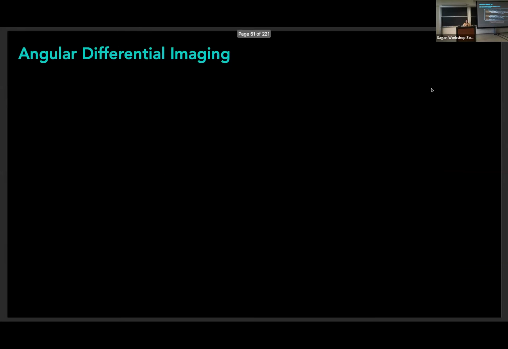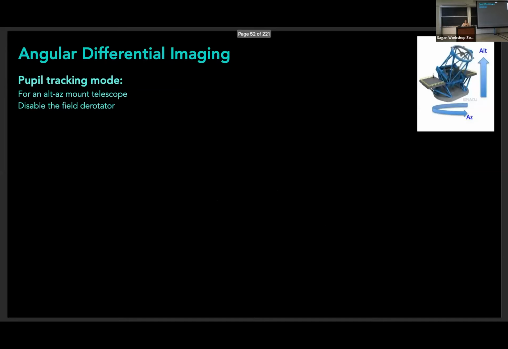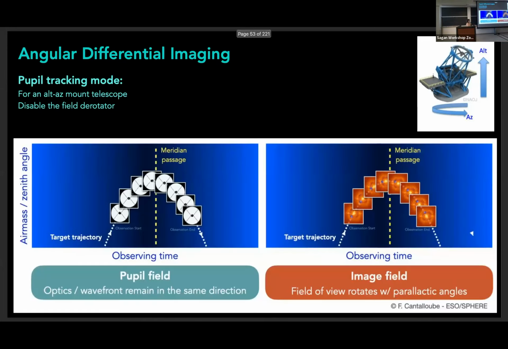Angular differential imaging works when you have an altazimuthal type of telescope. Here is the Subaru telescope sketch. With this altazimuth, you have two options. You can use the field tracking mode and fully follow your object, or the pupil tracking mode, which is exactly what we're going to do. The pupil tracking mode is this one. This is the observing time here, and you follow your object in the sky.